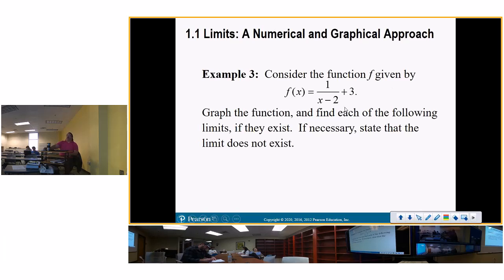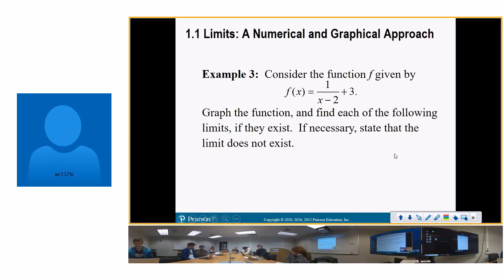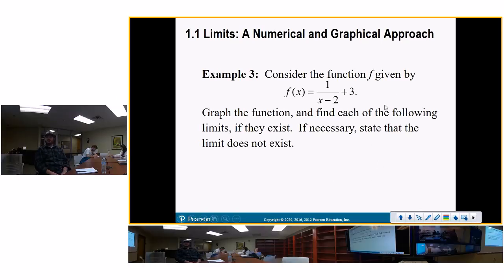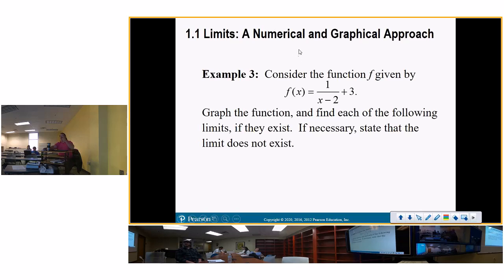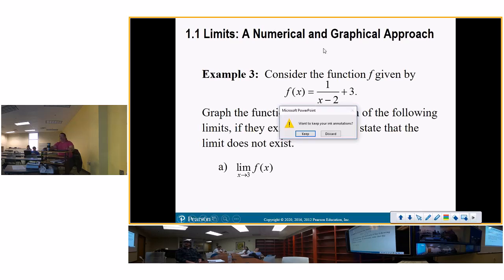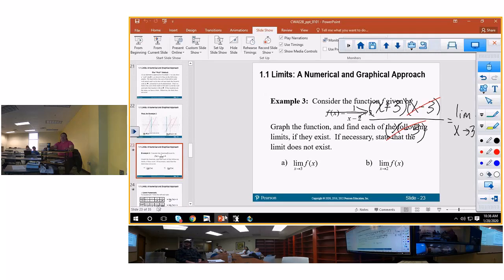So where is your vertical asymptote? Somebody tell me where the vertical asymptote is. At 2, Hubert. That's right. You should be able to tell me just by looking at it. I don't know how y'all expect for me to teach when y'all don't tell me nothing. I just don't understand. But evidently, y'all know more than I do.